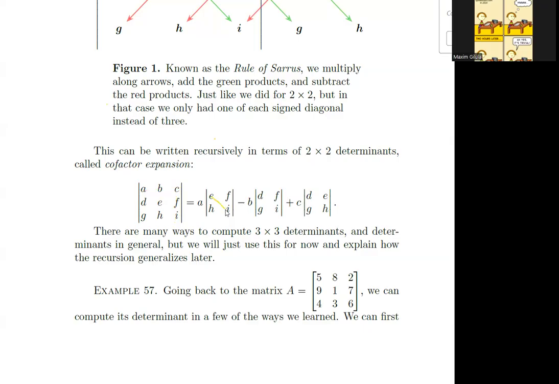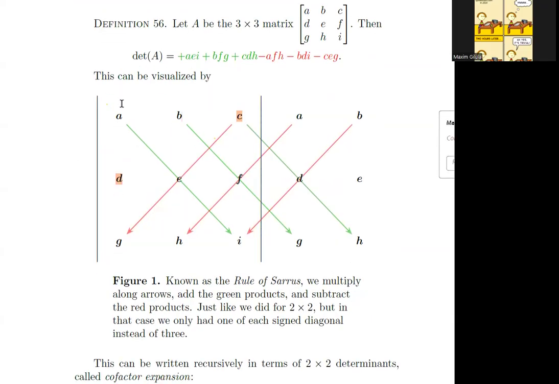You really get AEI, BFG, CDH, minus AFH, minus BDI, minus CEG, which is what we had up here in this formula.